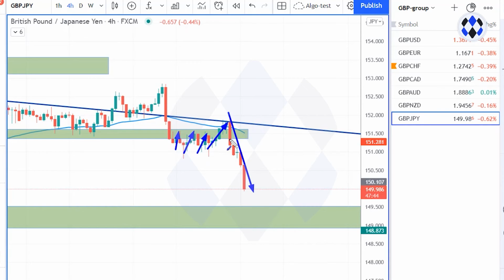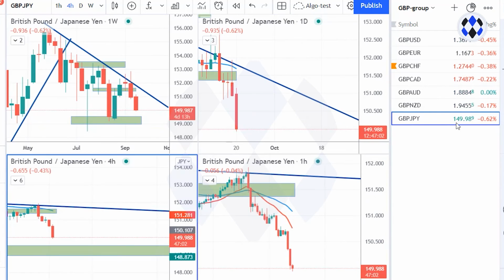And when we see a movement like this, with 2 or 3 tests upwards, a break up, and then a violent breakdown like this, it is a very good opportunity to short normally.